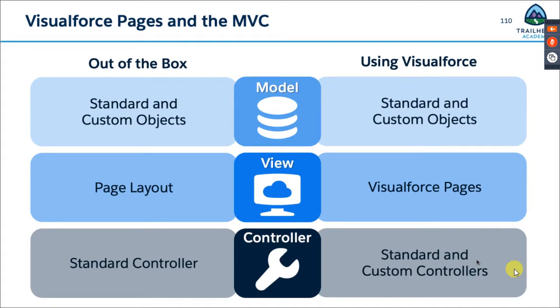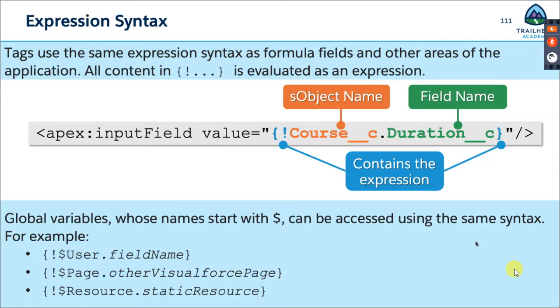Now, in Visualforce, the way that you're going to reference your fields is through the expression syntax, which is basically using a curly bracket, exclamation mark, and everything between that and the closing curly bracket will be evaluated. In this case, we have a standard controller, course__c, and the field duration for that course. And this element will allow us to enter the information for that. Now, there are other global variables that you can use: $User, $Page, $Resource.